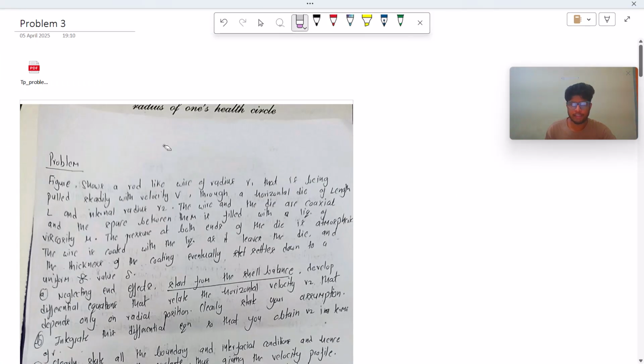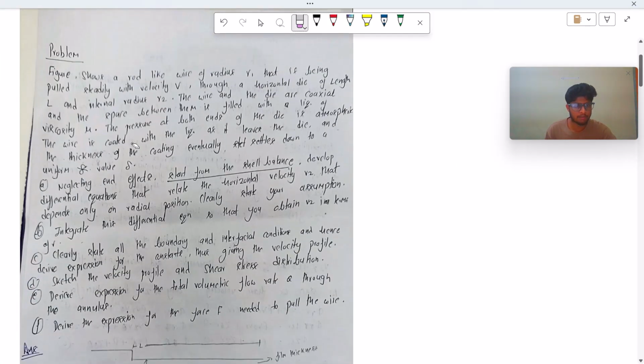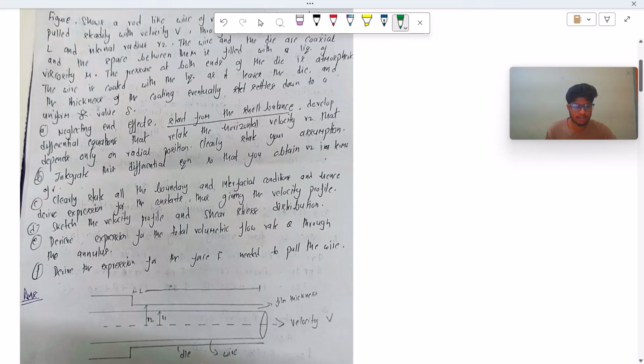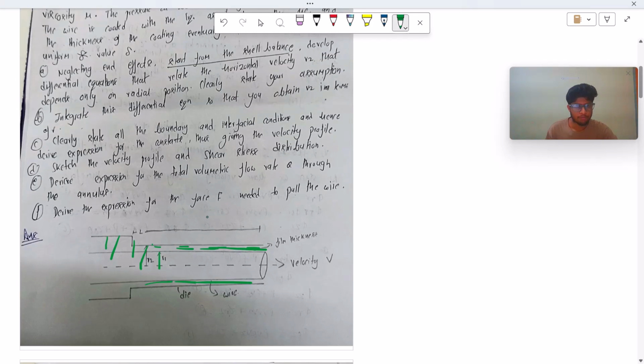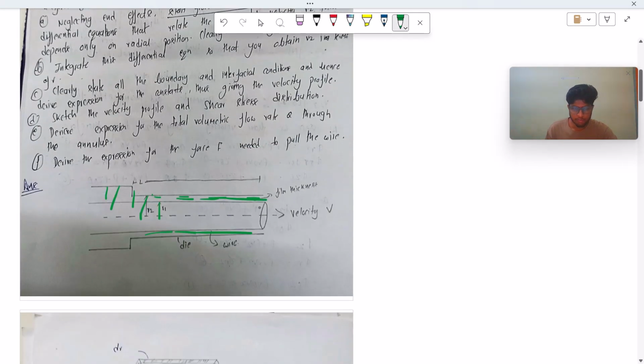So coming to our next problem, that is based on shell balance momentum, in which we have given a cylinder of radius r1 that is kept in a die which has a radius r2. We can see here that the die has a radius of r2 and the cylinder has a radius of r1, and the annular space between the die and wire is filled with a fluid.